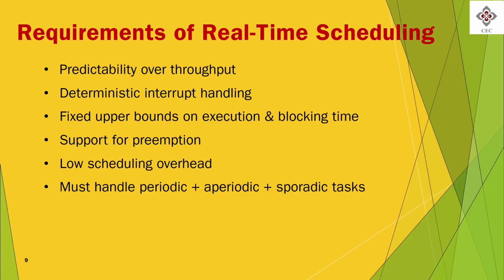Fixed upper bounds on execution and blocking time. So, we have a static value which says that this is the time by which it has to be completed, it has to execute, and this much time it will be blocked because of execution by some other process. It supports preemption. Preemption, as we all know in operating systems, means that if some process is holding the CPU and another process arrives with higher priority or some other preference, then you take the first process away from the CPU and the CPU is assigned to the new process.